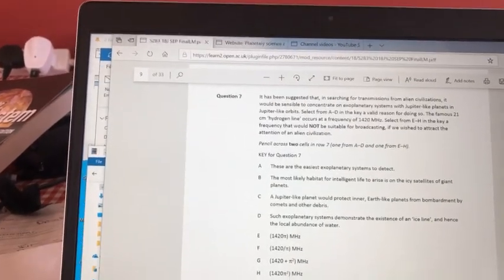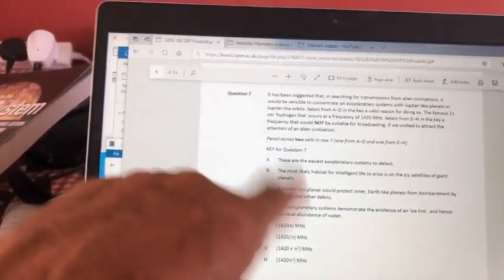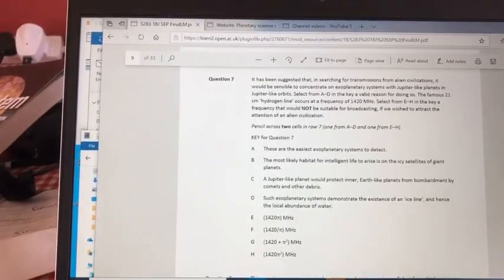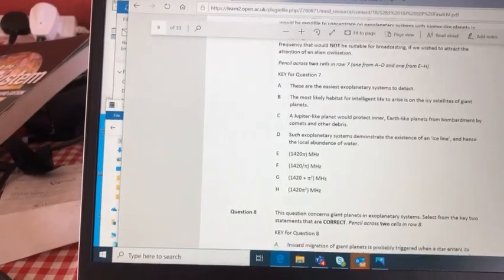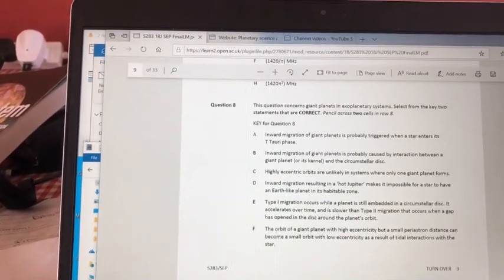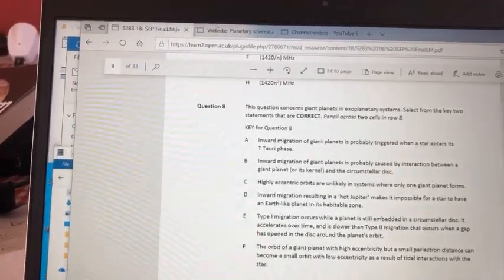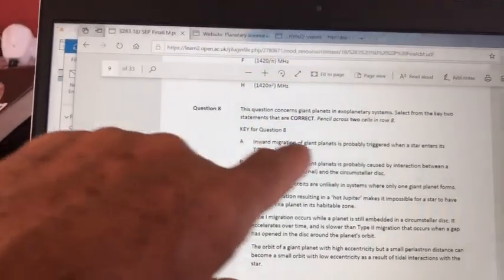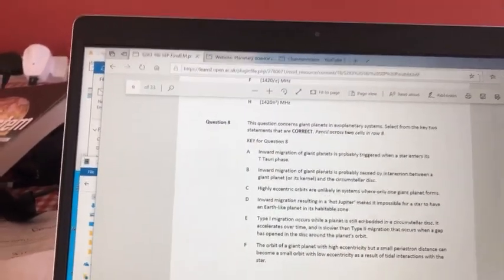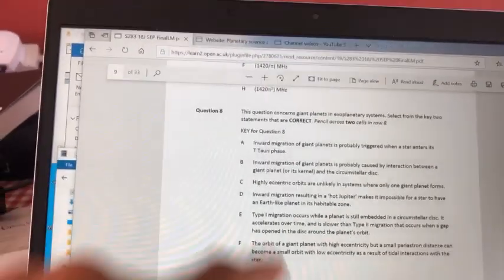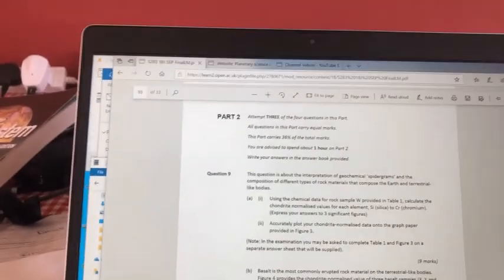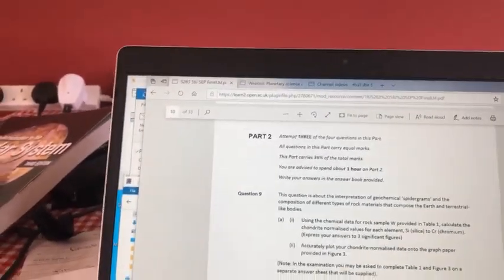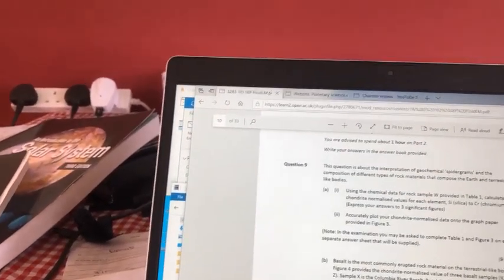This is a question about detecting exoplanetary systems and how we'd look for intelligent life, what wavelengths to use. And this is a question about exoplanetary systems, about relationships between migration and different phases of early stellar life and so on. So, part 1: short questions with answers that cover the whole range of course materials.